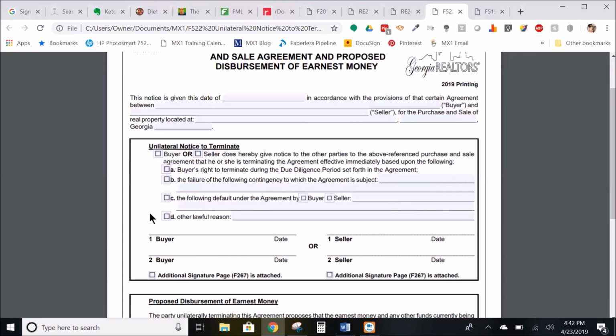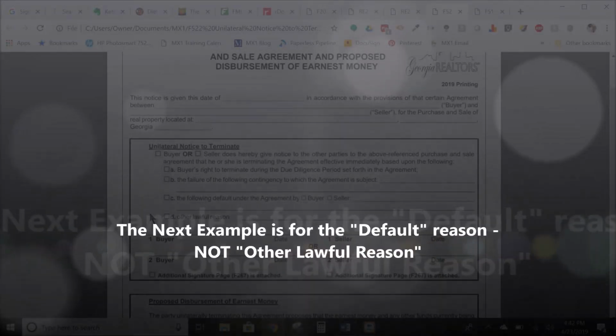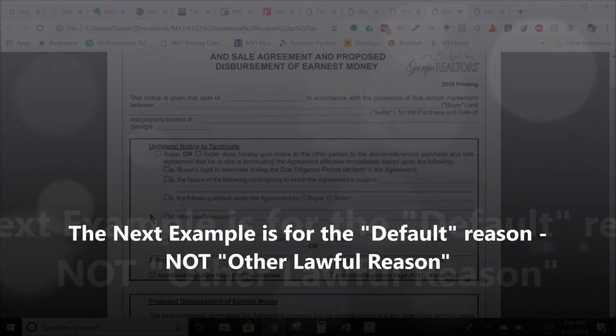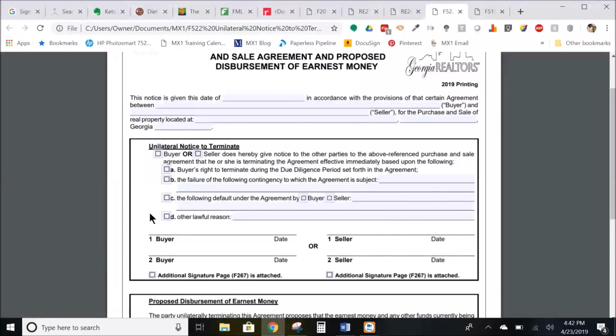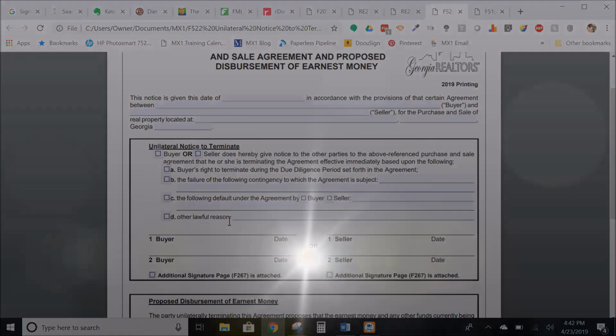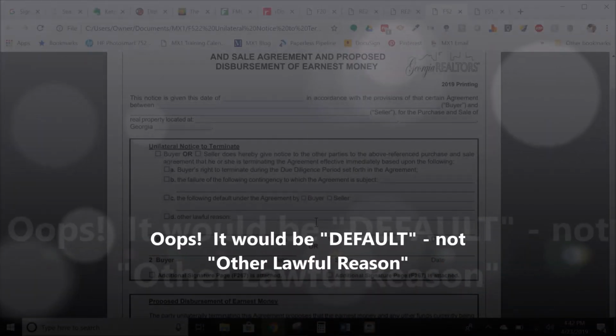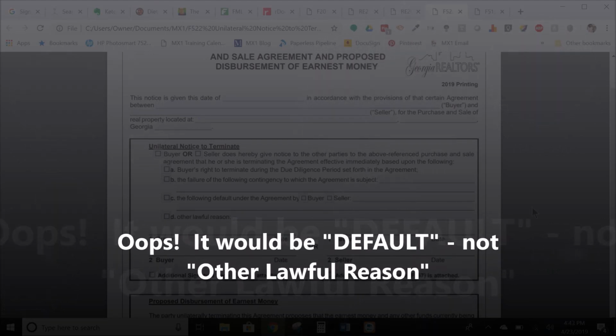Another time you would put other lawful reason is, let's say, for example, that one of the parties simply does not show up to closing. In that instance, you would wait until the day after closing, and then you would fill out other lawful reason. So let's say the buyer just fails to show up to closing. Then in that situation, you would fill out the seller is terminating the contract because the closing date has come and gone and it didn't close. So the following day, it would be other lawful reason, buyer failed to show up for closing, and then one of the parties would sign it.